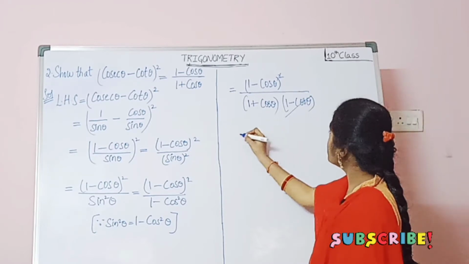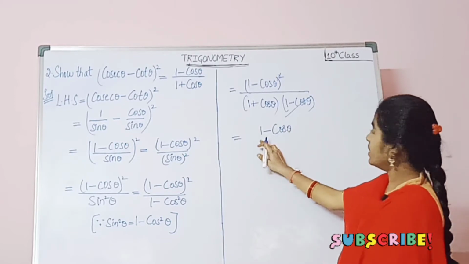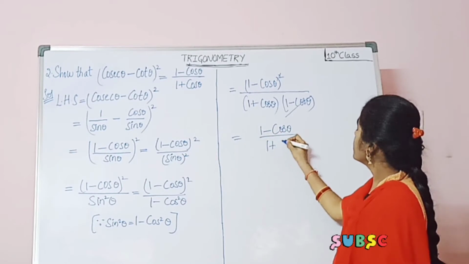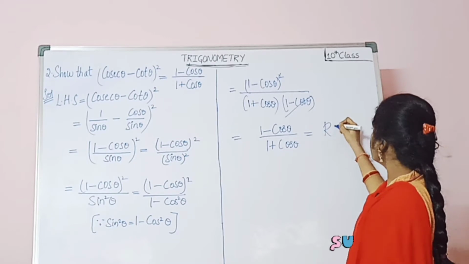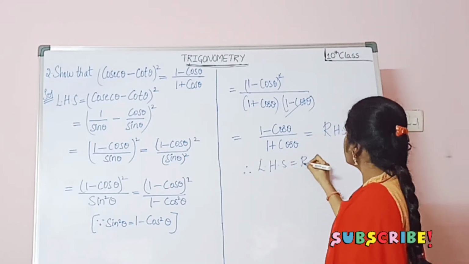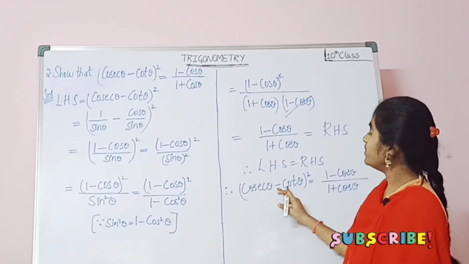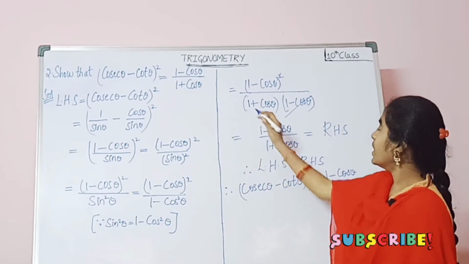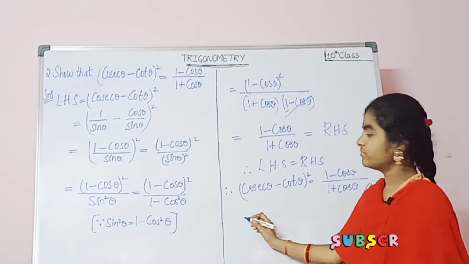So what is remaining here? 1 minus cos theta by 1 plus cos theta. That equals RHS. Therefore, LHS equals RHS. Therefore, cosecant theta minus cot theta whole square equals, what is RHS here? 1 minus cos theta by 1 plus cos theta. This is the solution.